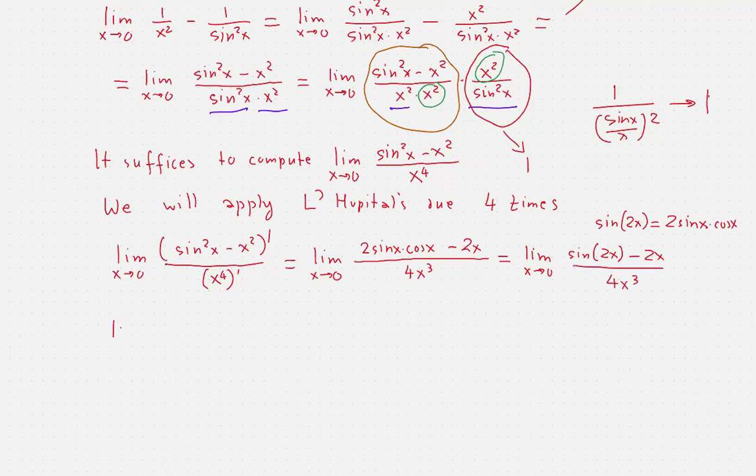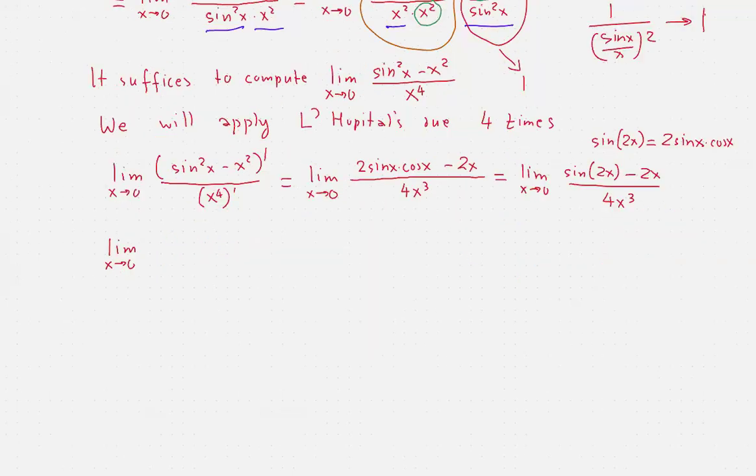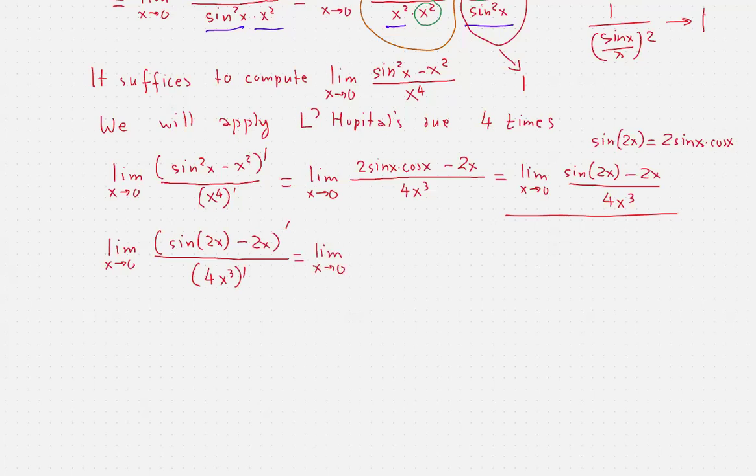And now we will use L'Hopital's rule a second time. So I will take the derivative of sine of 2x minus 2x over the derivative of 4x cubed, because simply this goes to an indeterminacy 0 over 0 that we found before. So this will be the limit as x tends to 0 of cosine of 2x times 2 minus 2 over 12x squared.